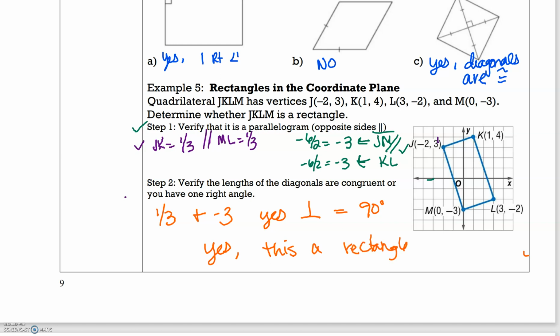So if you didn't want to find the length of this diagonal and the length of this diagonal to see if they're equal, you can find the slopes to see if this forms a right angle or any one of these. And that is another way you can prove it's a rectangle.